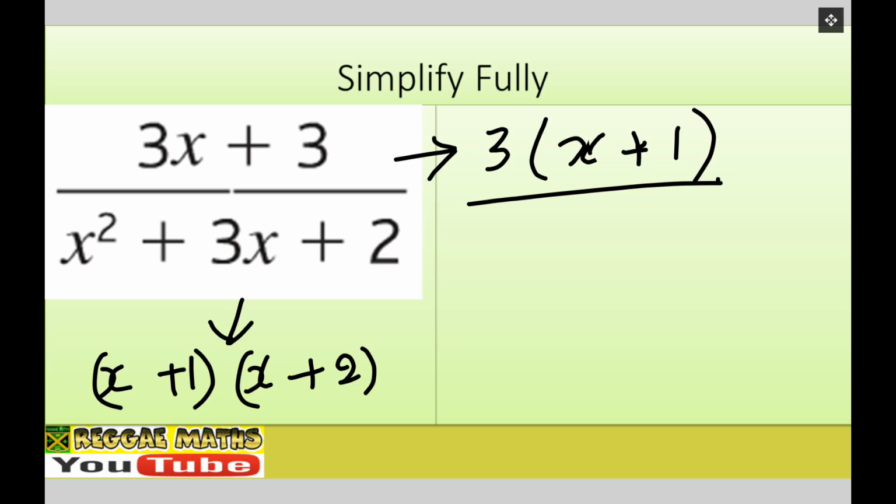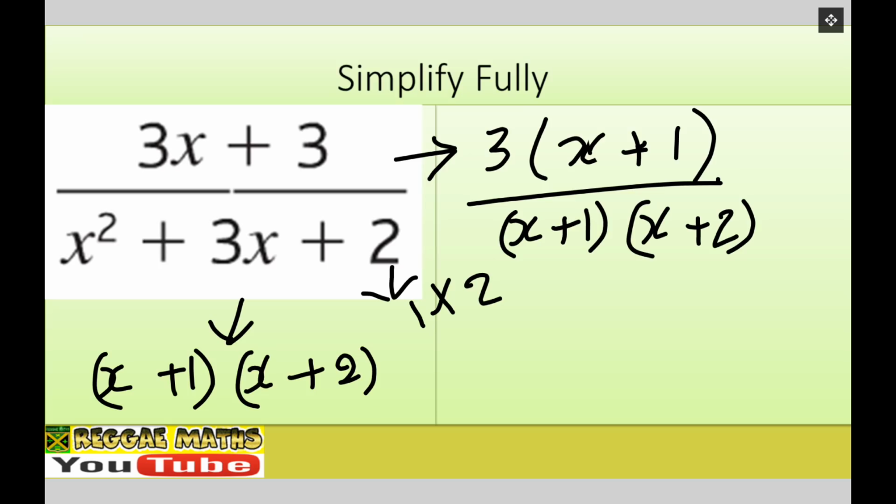We need two numbers that when we times them together give us 2. So you've got 1 and 2, and when we add them together, you get 3. So 1 and 2 here. So you've got x plus 1, x plus 2. Then canceling, you're left with your answer: 3 over x plus 2.